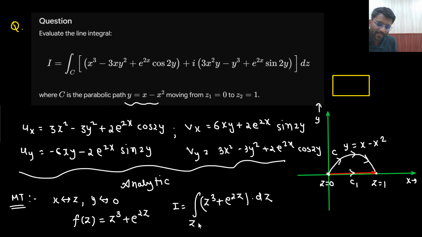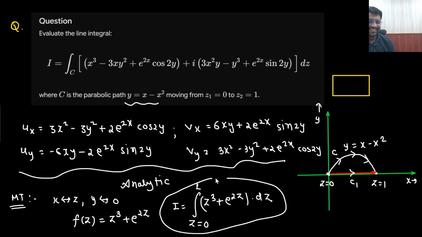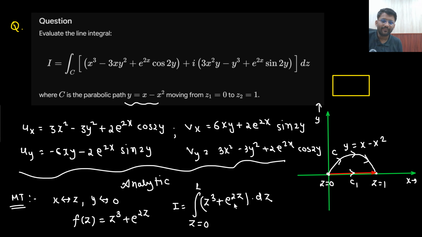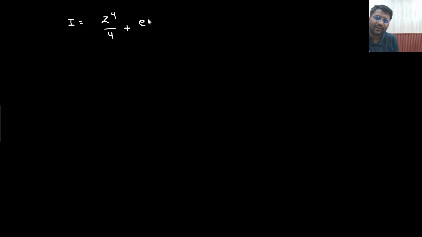Z going from 0 to 1. There you go. This is your question. This is what they wanted to ask, which can be asked in class 11th as well. So what is your integral I? Integral I is nothing but z to the power 4 divided by 4 plus e to the power 2z divided by 2, with z going from 0 to 1.